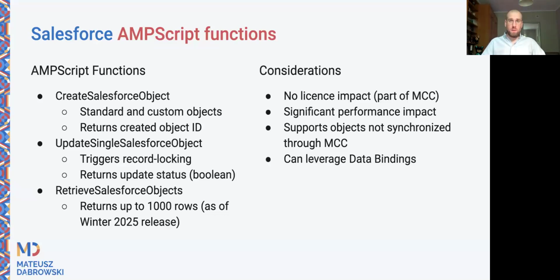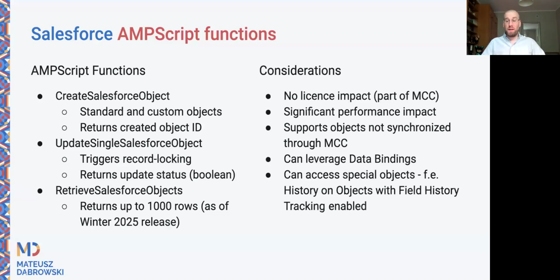They can access even special objects. And here, a very interesting part is that if on the Salesforce CRM side you are using field history tracking, with AMP script functions you will be able to look up information in this history on objects. And that's why it's also very interesting, because when we were mentioning that with the Salesforce data entry, we are not getting the data that was removed during the update. With AMP script functions, you can get back this information from before the update and leverage it in the personalization within your emails.